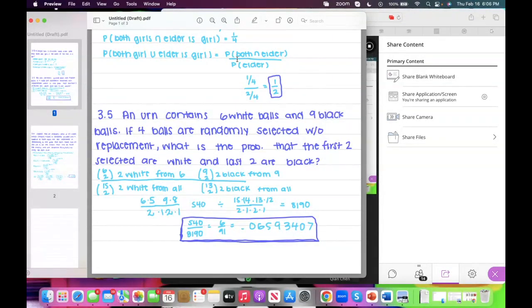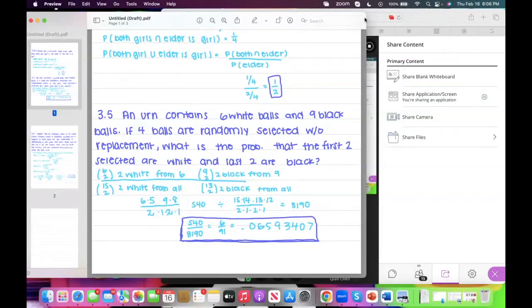And then below, for me, it's easy to see when I do like 6 times 5 over 2, and then 9 times 8 over 2 times 1 and stuff like that. So then I multiplied, I got 540 divided by 8,190, which I simplified to 6 over 91.